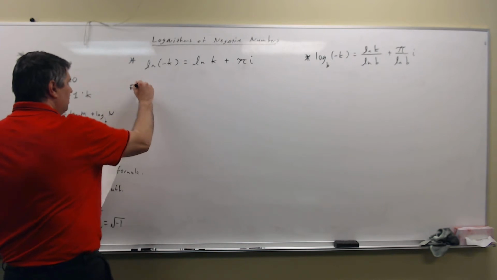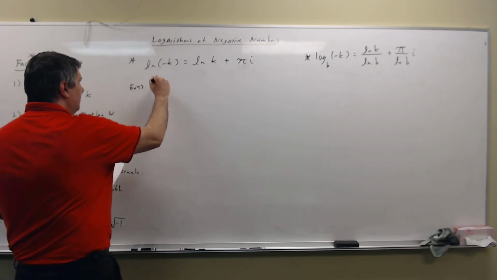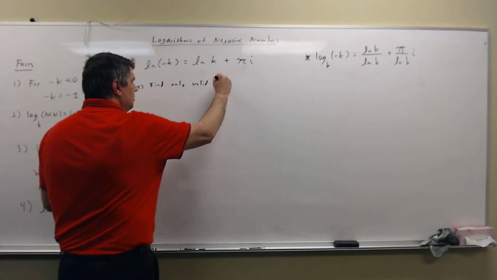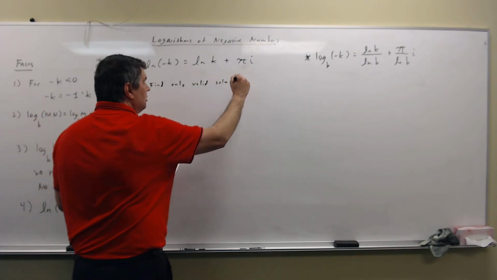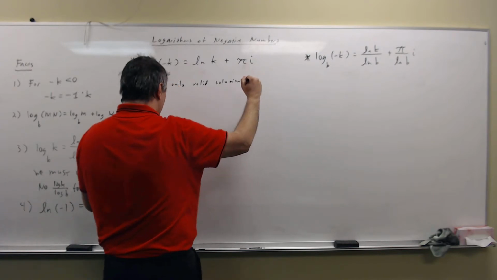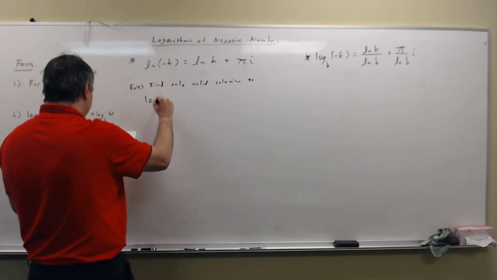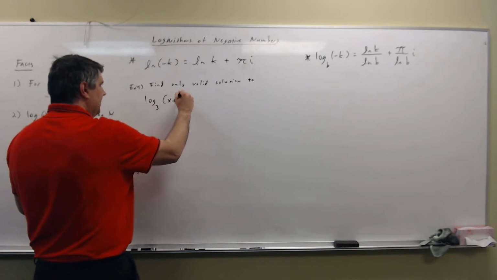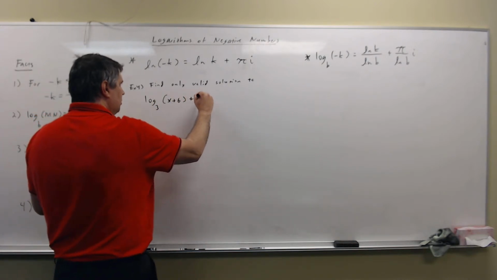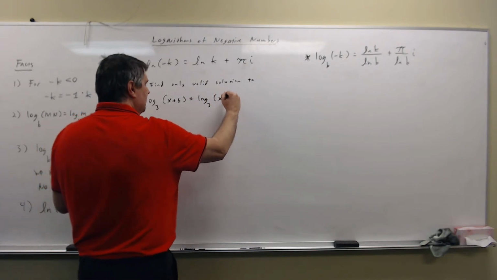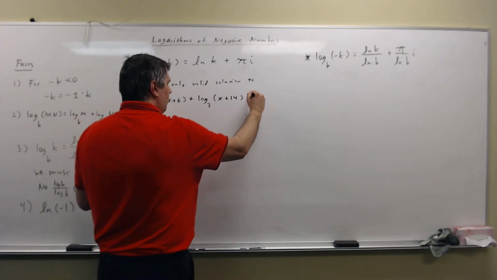Example 4. Find the only valid solution to log base 3 of x plus 6 plus log base 3 of x plus 14 equals 2.